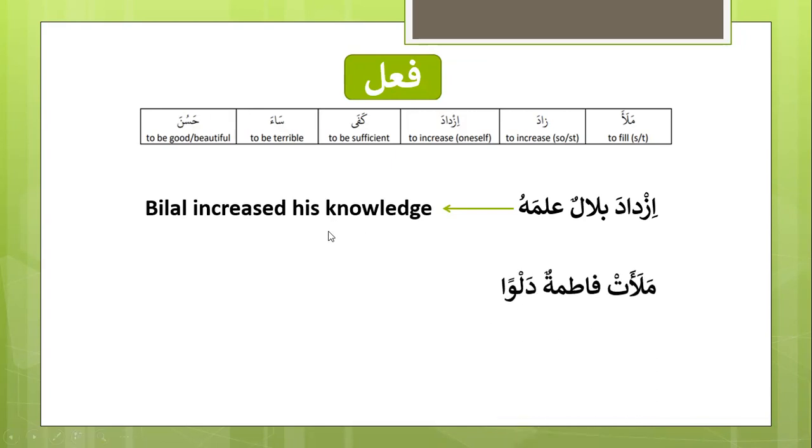Mala'at Fatimatun dalwan. So if you say Mala'at, Fatima filled. But Fatima filled what? Here, a bucket is the specifier of what she filled. So this is how we use fail.